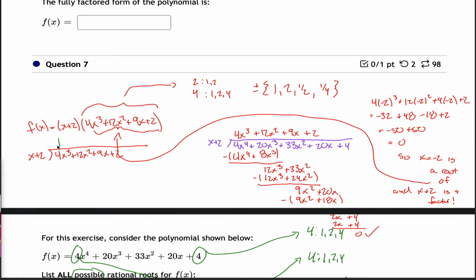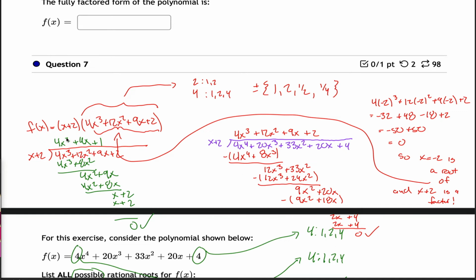Let's see, I want a 4x squared to get 4x cubed plus 8x squared. Subtract, you get 4x squared plus 9x. So toss a 4x up here because that gives you 4x squared plus 8x. Subtract, you get 1x. Bring down the 2. Get rid of that by putting a 1 up here. 1 times x plus 2 is x plus 2. Sure enough, remainder of 0.